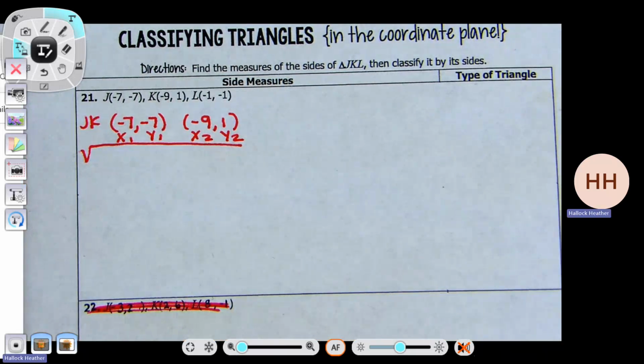And then this is the formula we learned a long time ago. It is on your reference sheet. You do not need to remember it. Yes, it is a square root thing. It's technically called a radical.